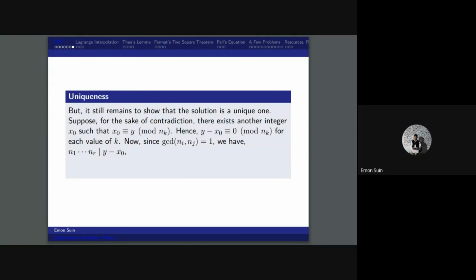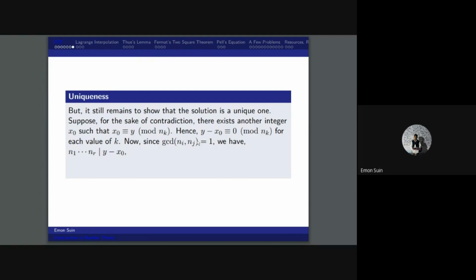Yeah, exactly like that. But since y minus x naught is congruent to 0 mod nk, and since every ni and nj will have GCD equal to 1, that means what? You can't have it like this, right? That y minus x naught equals nk. Then say y minus x naught equals n1. Now, also here we have that y minus x naught will be some k times n2. But we have n1 and n2 to be co-prime. That means there cannot be a common factor. And that is why we can't just say that some multiple of n1 or k times n2 will be the thing. So got my point, I guess.